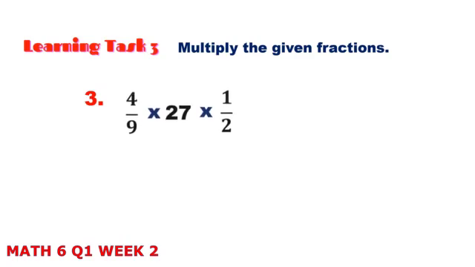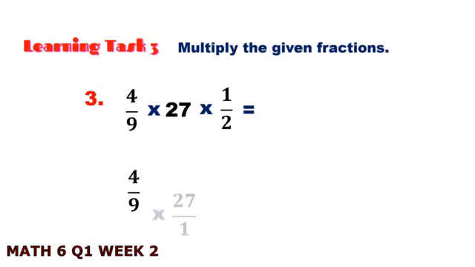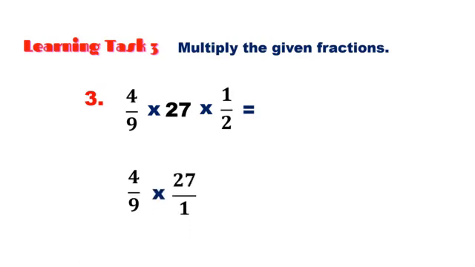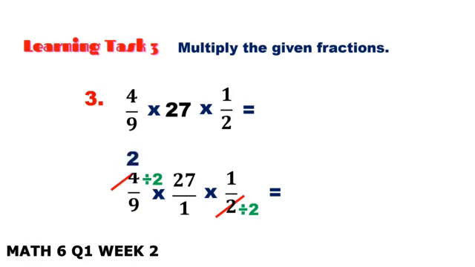Number 3. 4 over 9 times 27 times 1/2. This is same as 4 over 9 times 27 over 1 times 1/2. You can cancel 4 and 2. And the common factor is 2. So 4 divided by 2 equals 2. 2 divided by 2 equals 1.